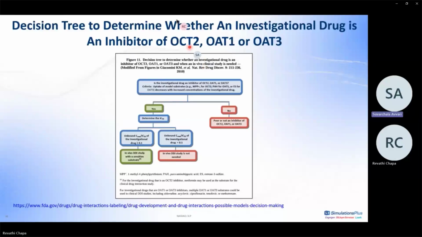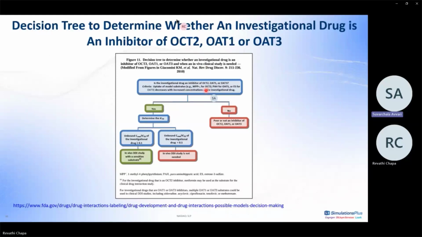Similarly, here we see the decision tree to determine if the investigational drug is an inhibitor of OCT2, OAT1, or 3. In this decision tree, the sponsor should conduct studies to determine the inhibition potency, that is IC50 or Ki, of the investigational drug on the uptake of a known substrate for renal transporters in cells overexpressing these transporters.